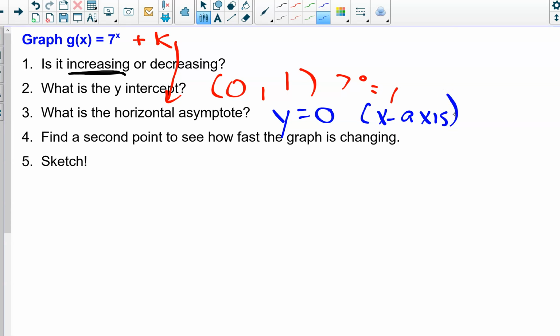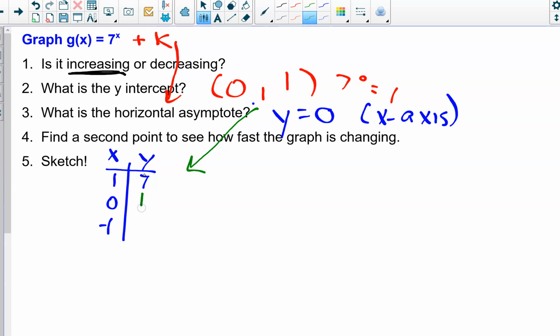Find a second point to see how fast the graph is changing. So on this here, and you're going to be doing this on your test, we're going to put in my x's. I like to hover around 0, so I'm going to just do those 3. And you'll see I have a tendency to do those 3 almost every time, unless another number would be easier for me. So if it was to the first power, it would just be 7, 0, which we already have, right? So we're going to drop that in because we're always going to use that.